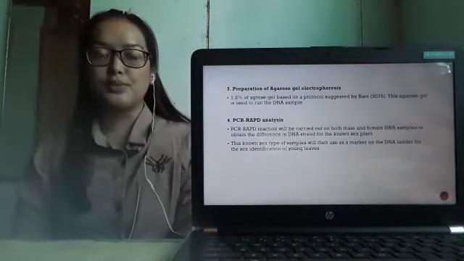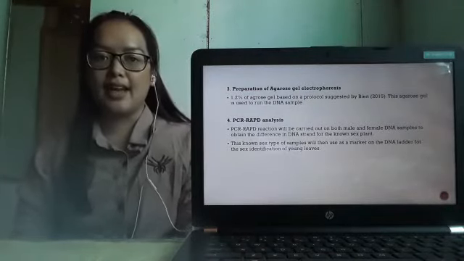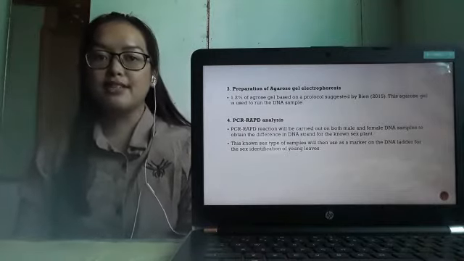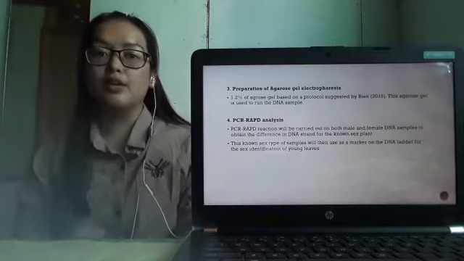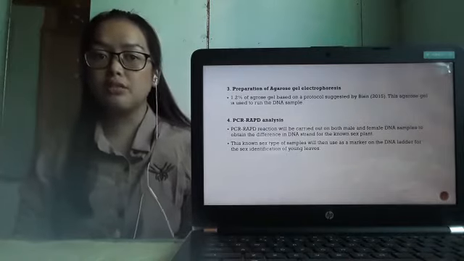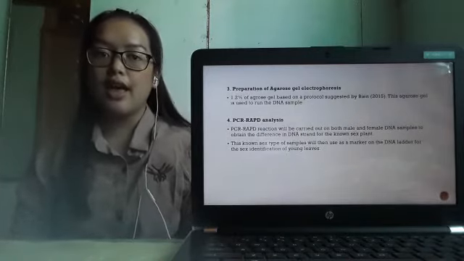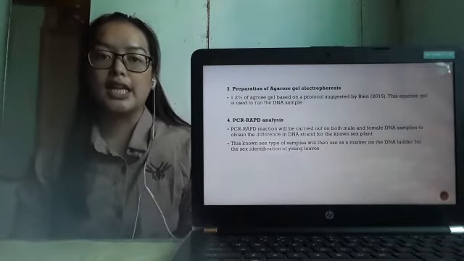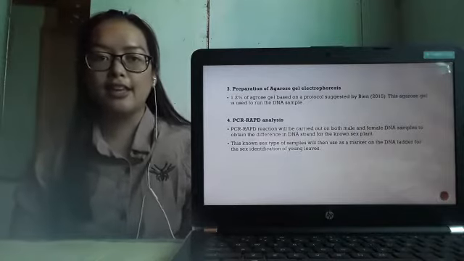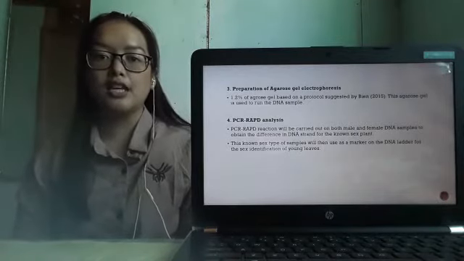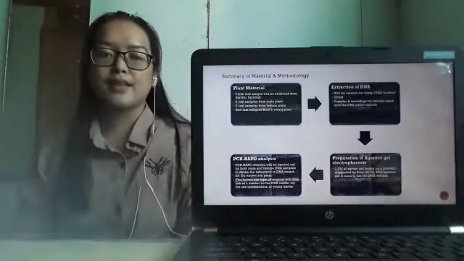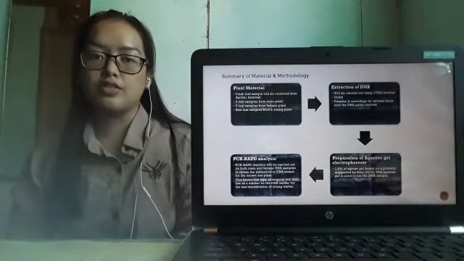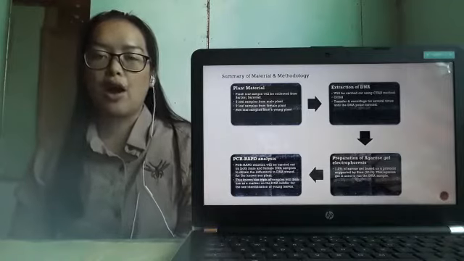The last step is PCR RAPD analysis. In this step, both male and female DNA samples will be run to see the differences between both DNAs first, and the result obtained will be used as a marker later to identify the sex type of the young leaves. So this is the summary of the whole materials and methodology for our experiment.